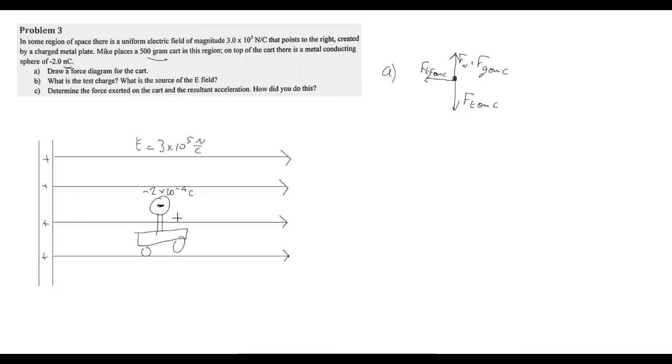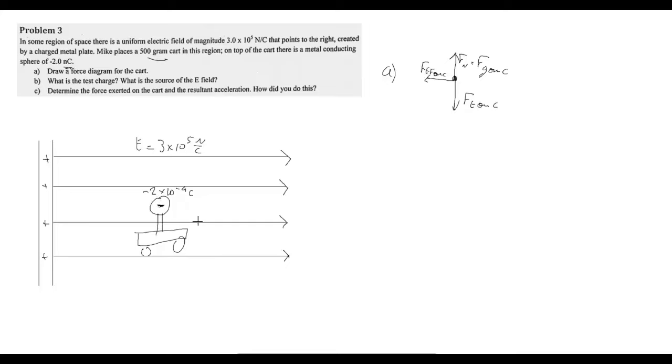Now, why is it to the left? Because these E field lines represent the force that would be exerted on a positive test charge, right? So if this was a positive charge in here, it would experience a force being pushed away from this positive plate. But because this is a negative charge on this cart, the cart is experiencing a force to the left, in the opposite direction of the E field.